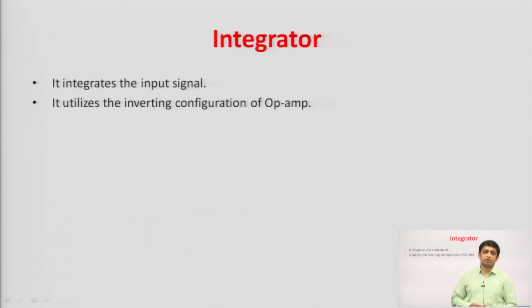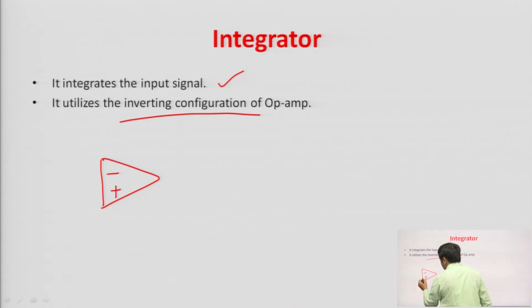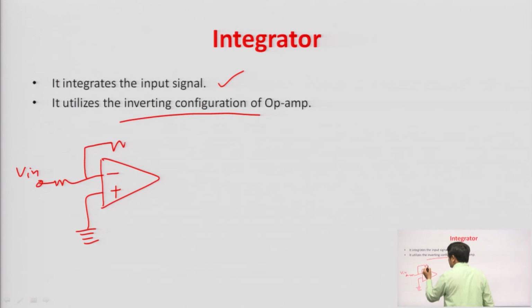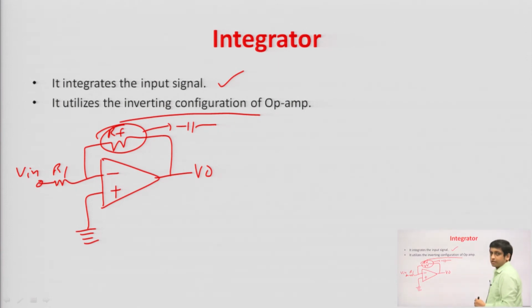Now, another application of the inverting configuration of the op amp is the integrator. An integrator is a circuit which integrates the input signal. It mainly utilizes the inverting configuration of the op amp. Let us again draw the circuit of the inverting amplifier. This is the input signal V in, and there is a feedback resistor RF and an input resistor R1. Now, if in this inverting amplifier circuit we replace the feedback resistor with a capacitor, then it will become an integrator circuit.